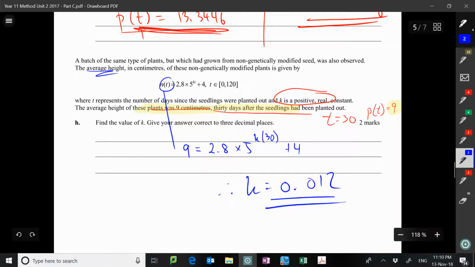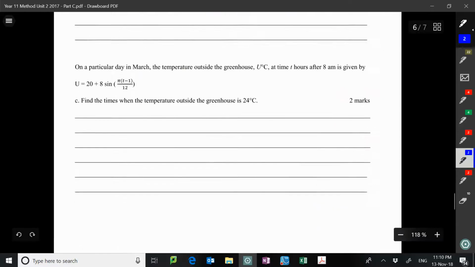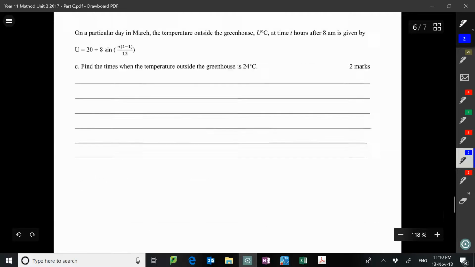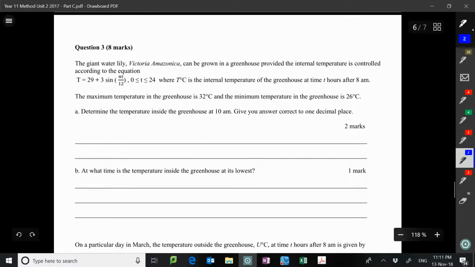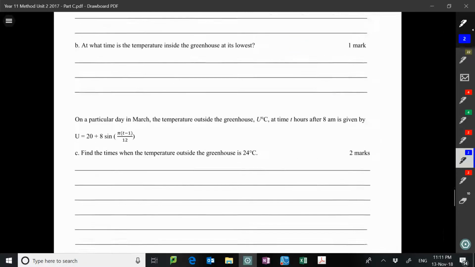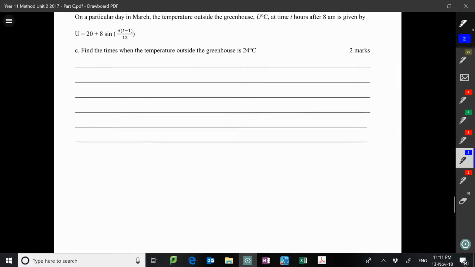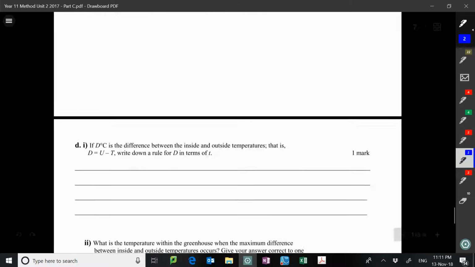Too easy. Am I done? Oh my god, another question. I'm too tired. What is this? You know what? I'm going to stop because I'm going to go pack up and go to sleep. Gotta wake up in the morning.